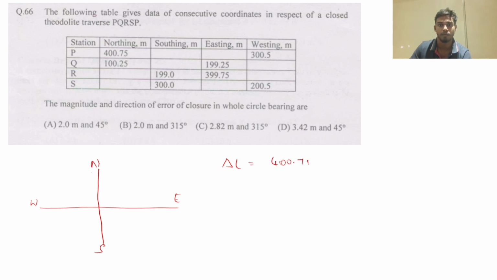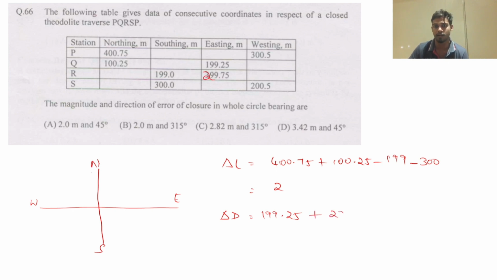Error in latitude, del L, is equal to 400.75 plus 100.25 minus 199 minus 300. This gives 2. Now error in departure, del D, is equal to 199.25. That is an error in this question. This is not 399, so this is 299.